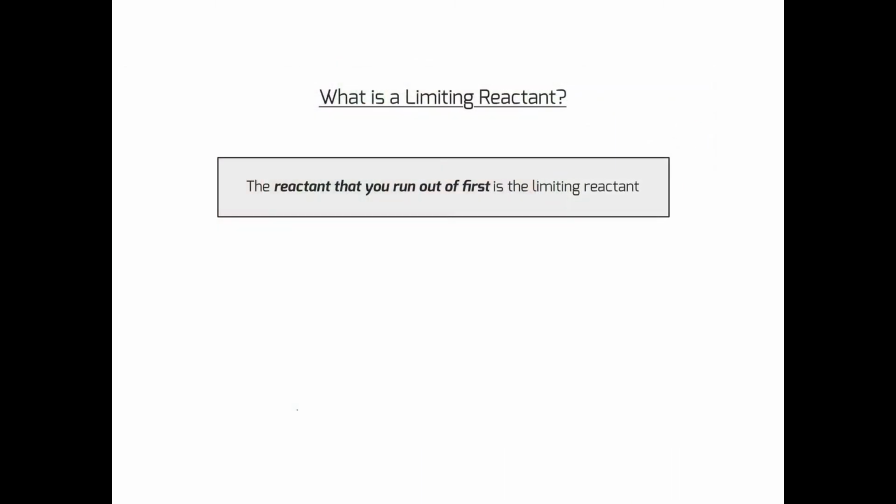So we're going to look at how to identify the limiting reactant in a reaction, and we're going to look at how the limiting reactant determines the amount of product that can be formed. So the limiting reactant in a chemical reaction is the reactant that you run out of first. So let's take a look at an example to see what we mean by that.